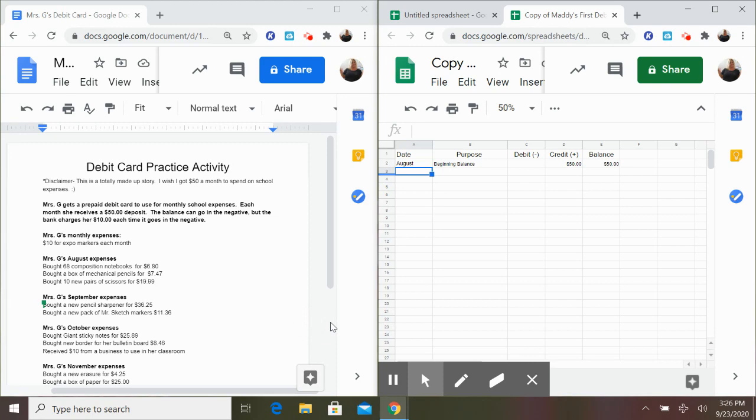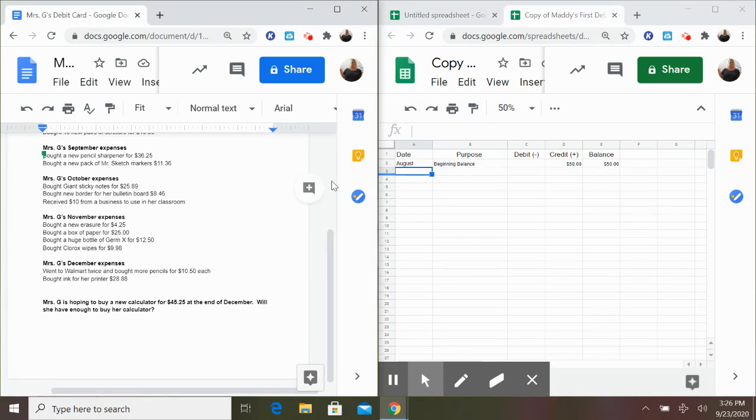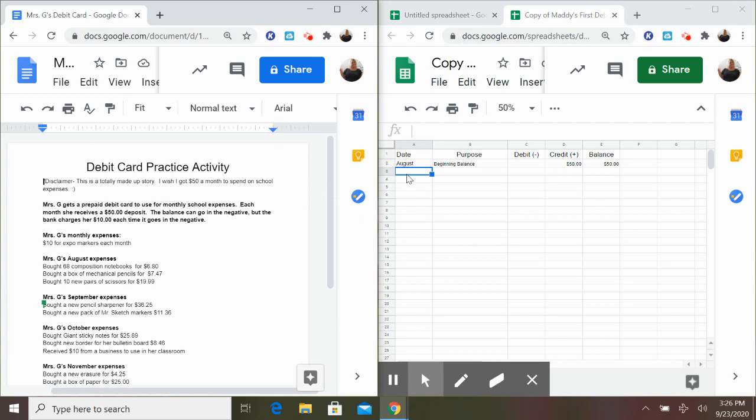So we're going to start over here, and I just put the date. I just want you to put the month so you'll be aware of what month you're in, because remember, you have monthly expenses. You're getting a $50 deposit each month, and you're using $10 of that $50 on expo markers each month. So that needs to go in and come out each month. So I started mine in August because that's when school starts.